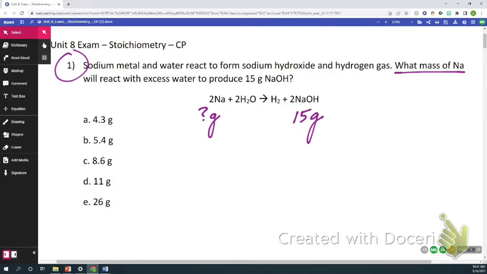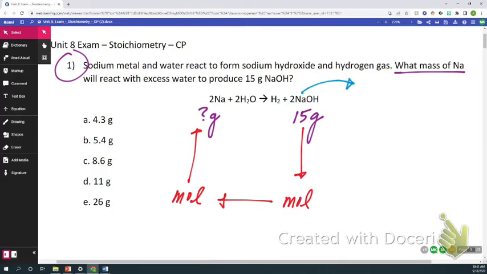The first thing you need to do is change grams to moles. Then you use the mole ratio train to get moles here, and then you go back to grams. That's what you're doing most of the time, over and over again. So the first thing is grams to moles, and to go from grams to moles, you divide by the molar mass.